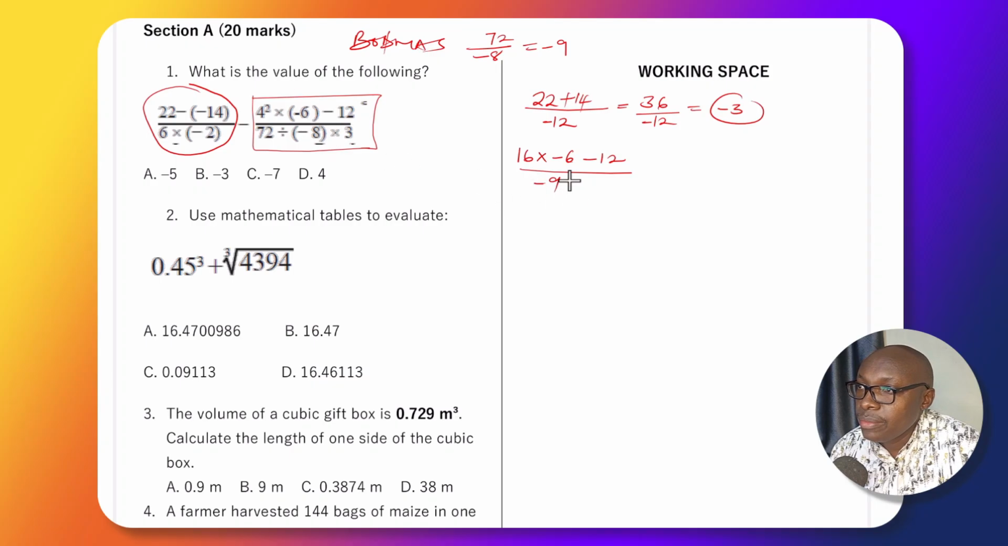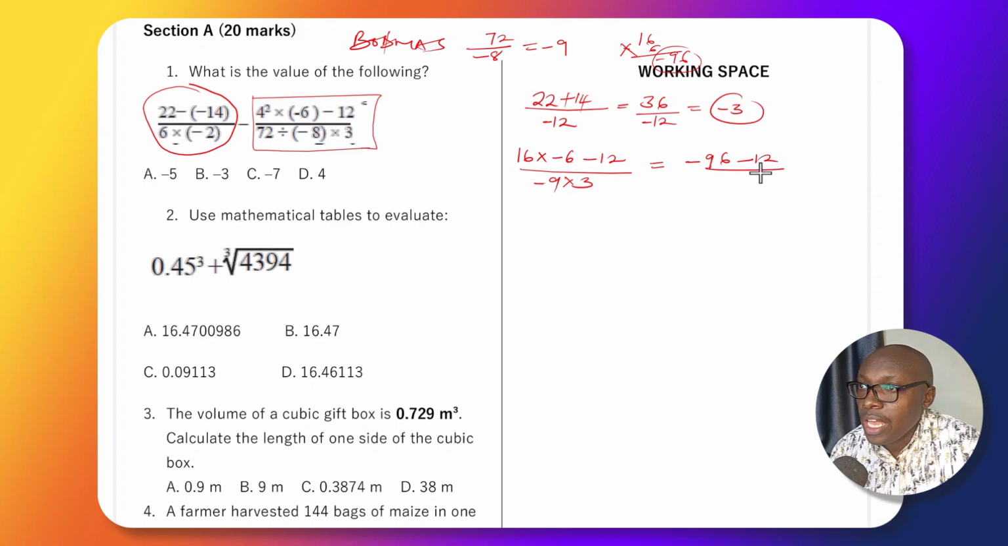Then times 3, and this one will simplify. For this one, you have 16 times negative 6. That is multiplication, and then we end with the subtraction. So 16 multiplied by negative 6 will give 96. Of course, these are negative, so that will give negative 96.